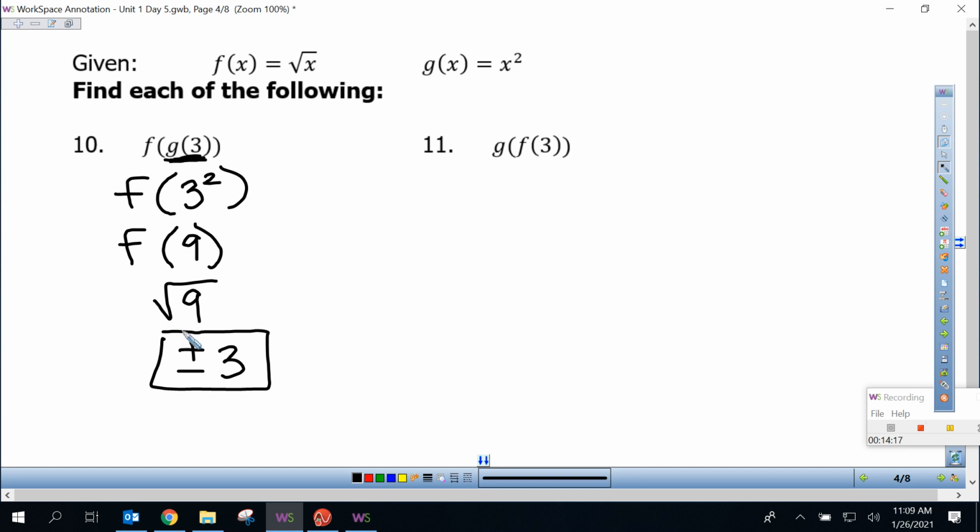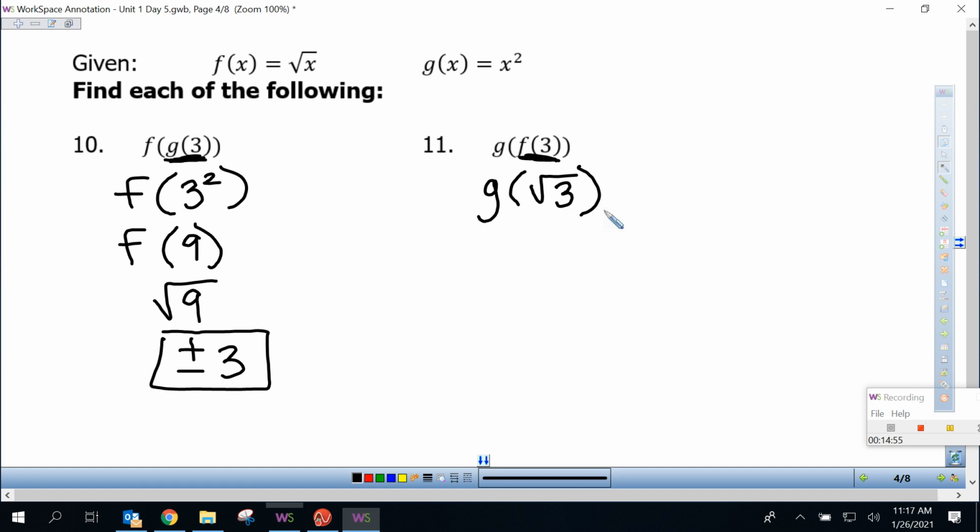Okay, I want you to try number 11. Find g of f of 3. Okay, for number 11, is this a multiplication of g and f, or is it a composition? This is a composition because we have a function inside of a function. So we need to first start with the innermost. So we drop down the g. First thing we should have done was f of 3. So this would be the square root of 3.